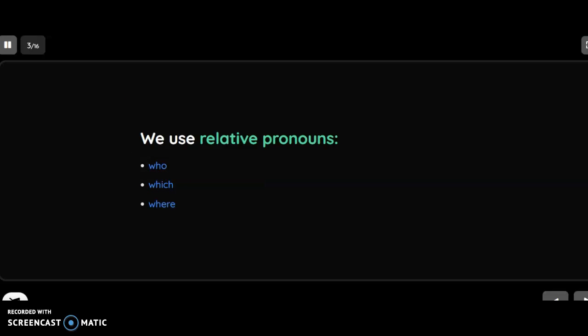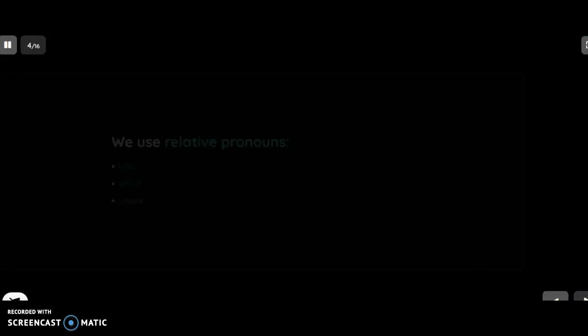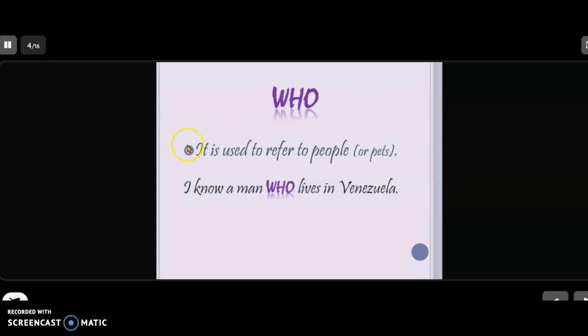Okay, so now that we remember a little bit of that, let's see. Who, right, is used to refer to people or pets also. For example, I know a man who lives in Venezuela. Important detail. The clause is going to start with this word and is going to have before it the noun. The person, the place, or the thing. In this case, it's the person because it's who.